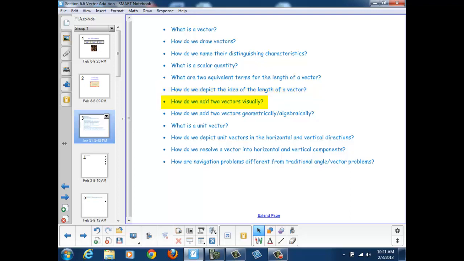How do we add two vectors visually? How do we add two vectors geometrically or algebraically? What is a unit vector? How do we depict unit vectors in the horizontal and vertical directions? How do we resolve a vector into horizontal and vertical components? And finally, how are navigation problems different from traditional angle or vector problems?